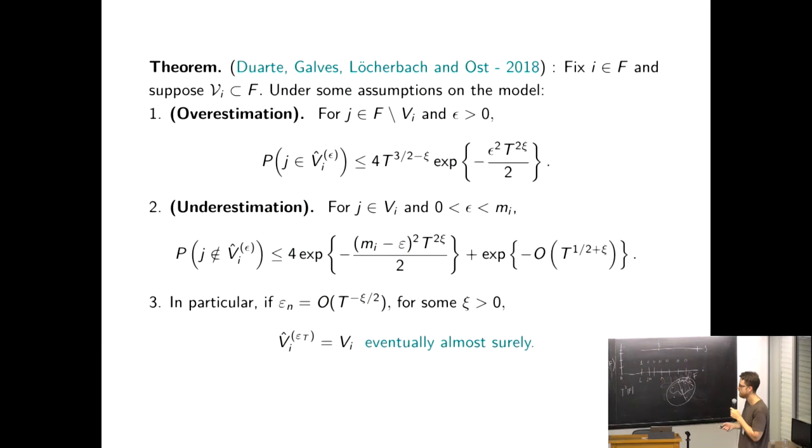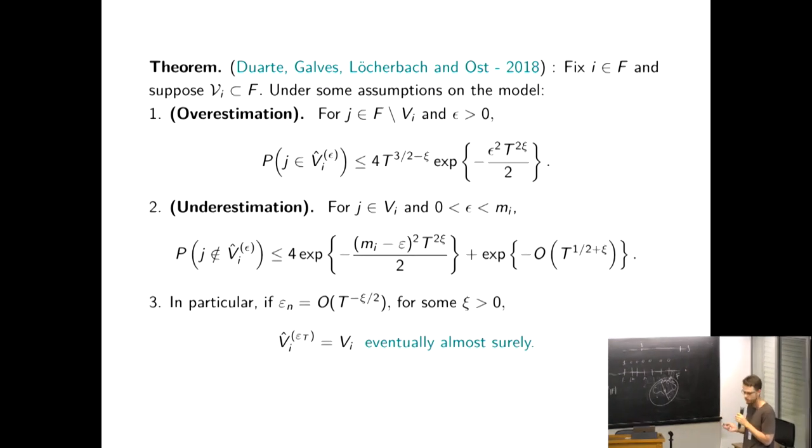Okay. The most important thing here is that we have the control of type 1 and type 2 errors of our estimator. Okay.